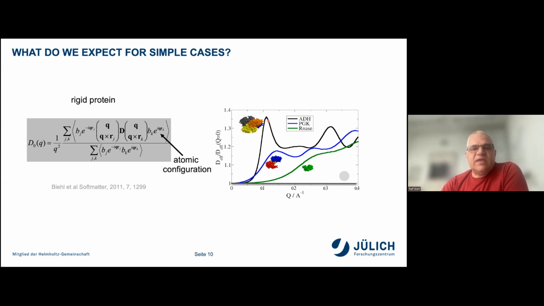Here we can even get such strong peaks for alcohol dehydrogenase, that is a tetramer, so it has an internal specific structure, that we can get even peaks. In general, this levels off at high Q to something around 1.25, so the increase is just 25%.